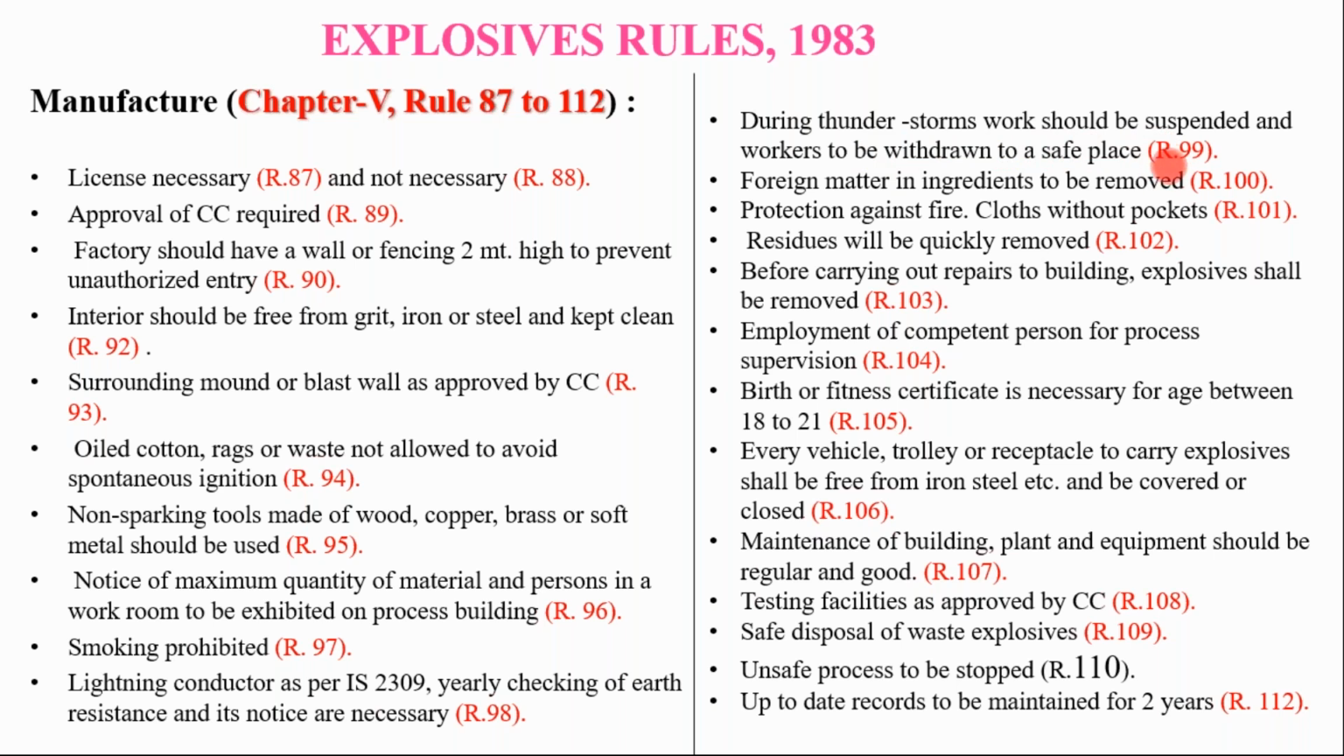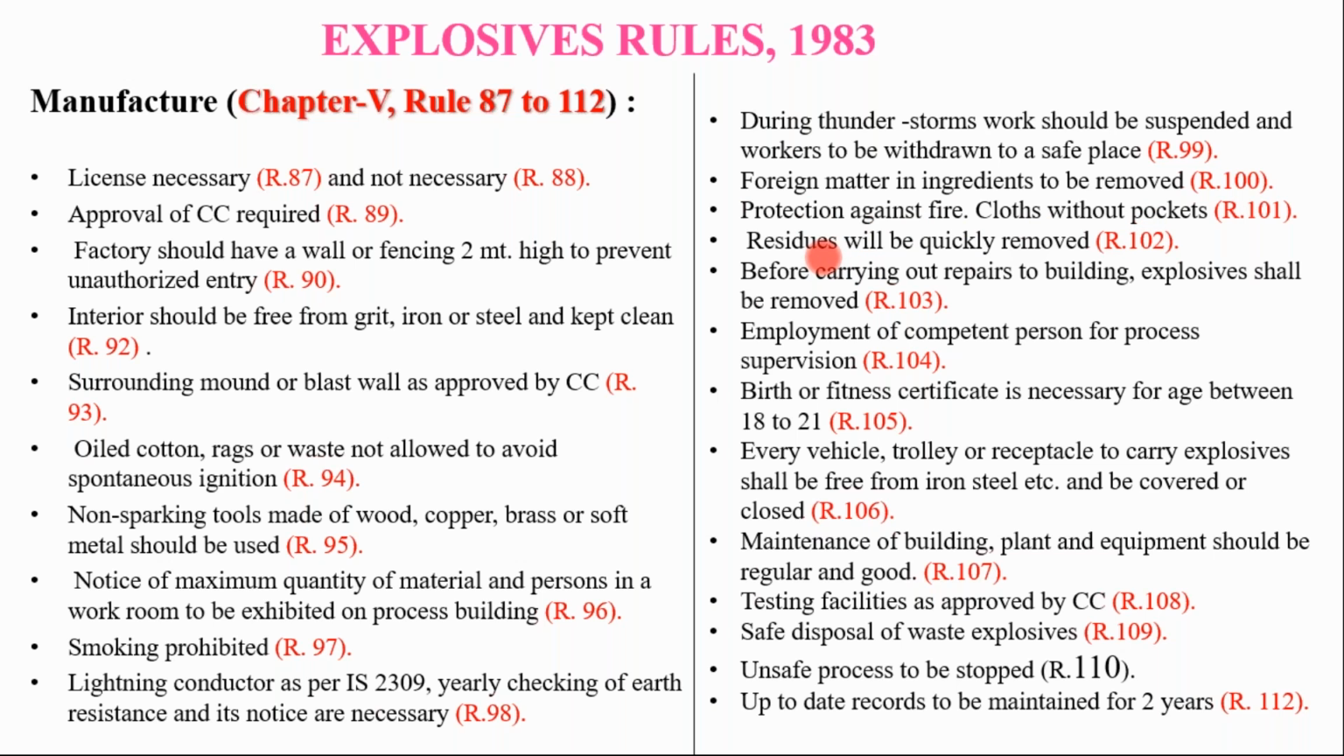Then rule 100 is related to foreign matter in ingredients to be removed. Due to foreign matter or impurities which may be present in the explosive substances, they may act differently than expected, because we have already discussed that there may be two substances which are not compatible with each other, so the reaction may be different. Then rule 101 is related to protection against fire, clothes without pockets.